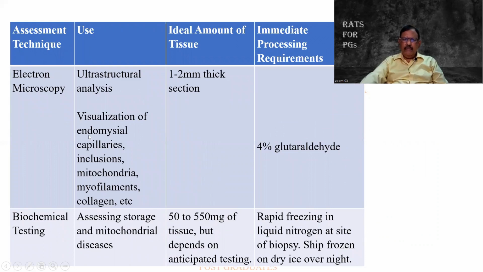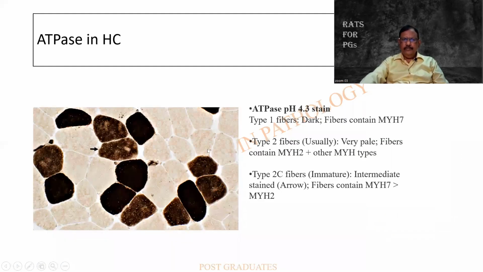Electron microscopy, whenever you want to study the mitochondria or any kind of ultrastructural analysis, you can be doing this. The fixative is 4% glutaraldehyde. And biochemical, for assessing the storage and the mitochondrial diseases. This is the volume that is required. Rapid freezing with liquid nitrogen can be required. And serum creatine kinase can also be helpful. ATPase. See, whenever I talk about a muscle biopsy, there is a biochemistry, there is a histochemistry, there is an immunohistochemistry. 3 things are there.